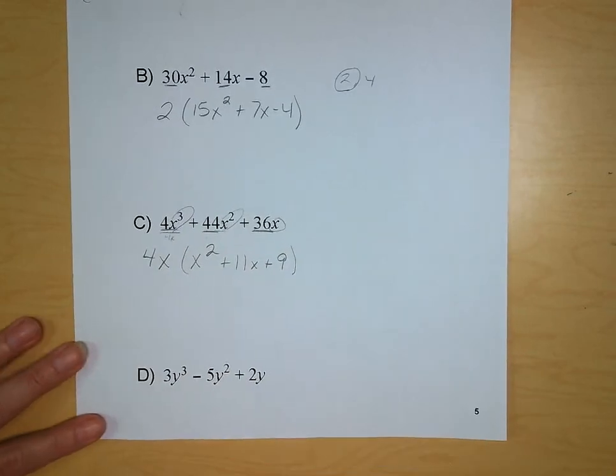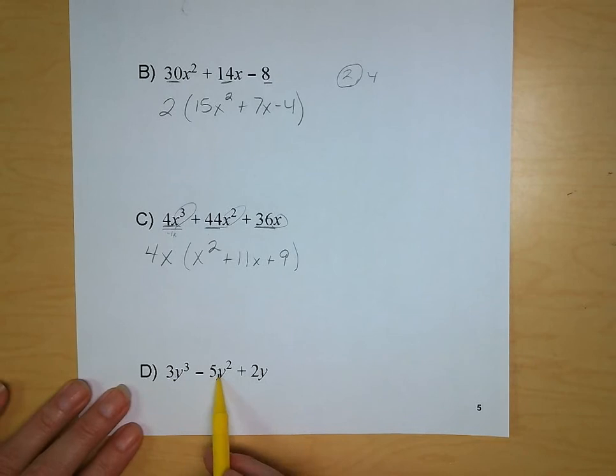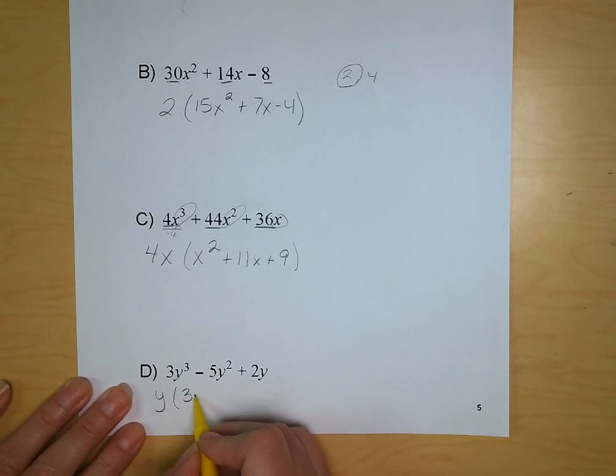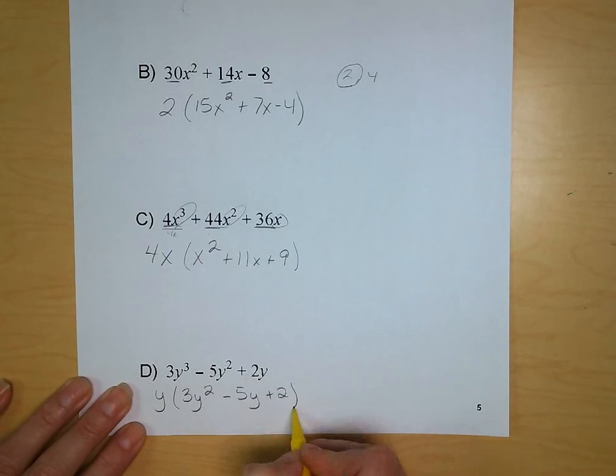And the last problem, 3y squared minus 5y squared plus 2y. We can factor out a y from this. So we've got 3y squared minus 5y plus 2.